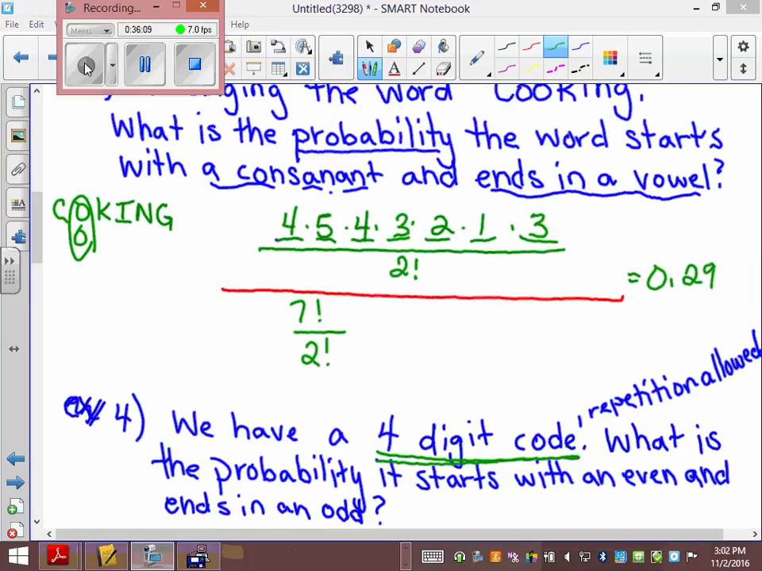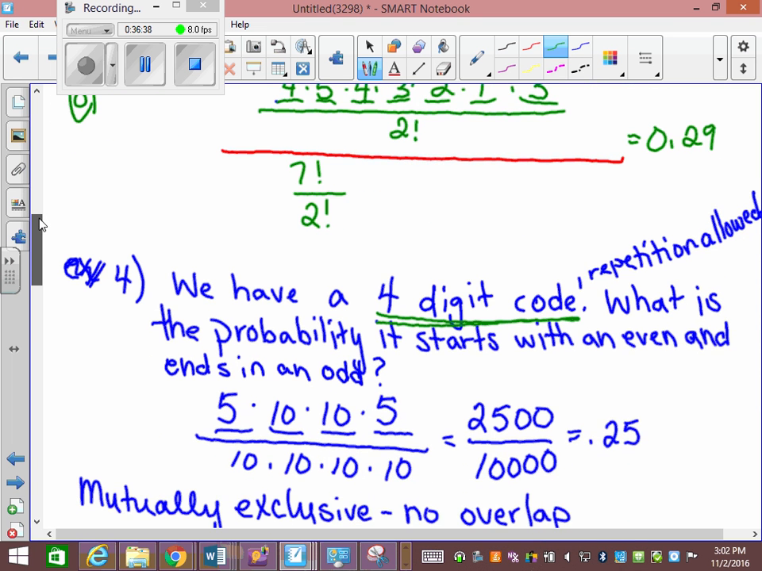Okay, do this question. So you have a 4-digit code, repetitions allowed. That's the only restriction that is to the bottom. So on the bottom, you're going to have 10 times 10 times 10 times 10, right? Because there's no restrictions. It can be any number. On the top, it says it has to start with an even. How many even numbers are there? 0, 2, 4, 6, 8, 5. It has to end in an odd. 1, 3, 5, 7, 9, 5. And then there's no restrictions on your middle ones, and they can repeat. So it's 10 and 10. So it's going to be this.